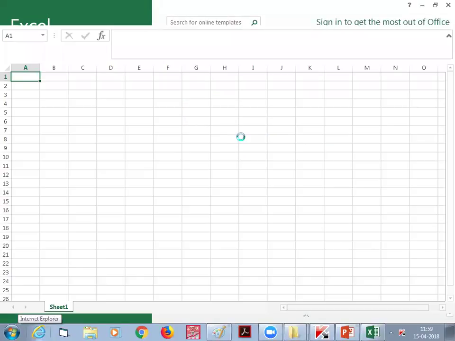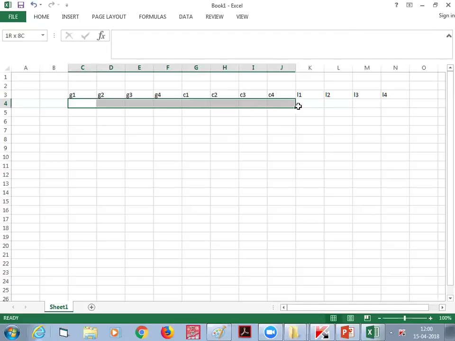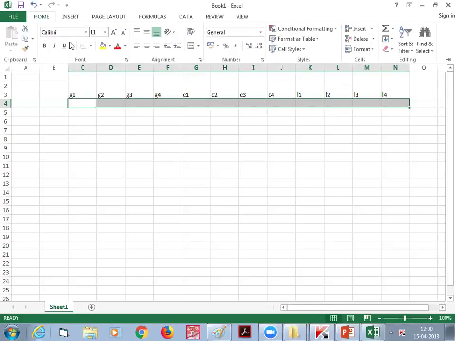So what is it that we need to determine? G1, G2, G3, G4. C1, C2, C3, and C4. L1, L2, L3, and L4. These are the decision variables.